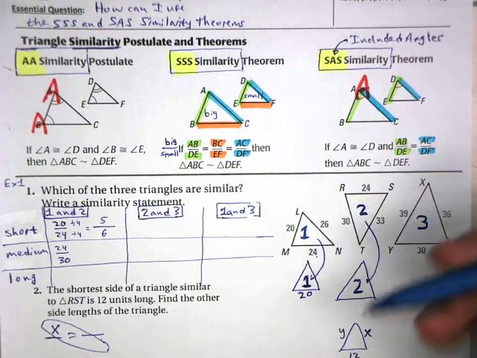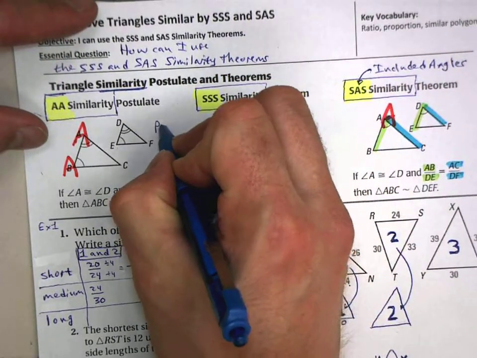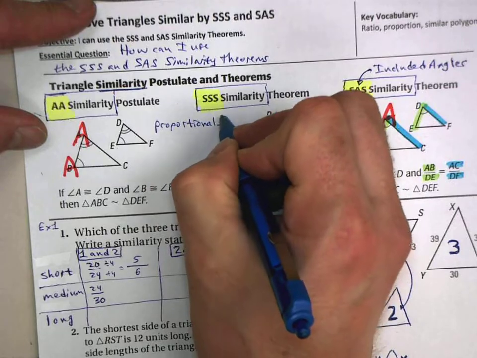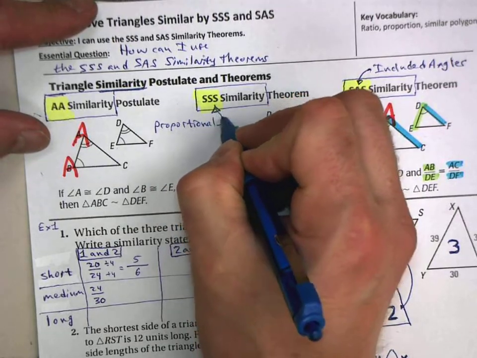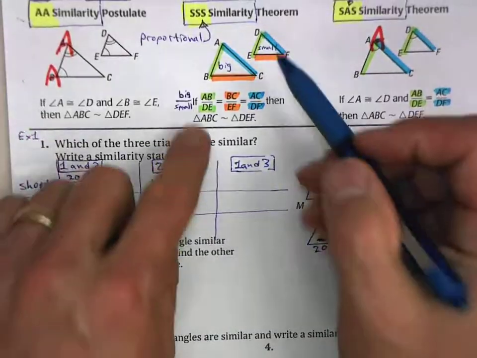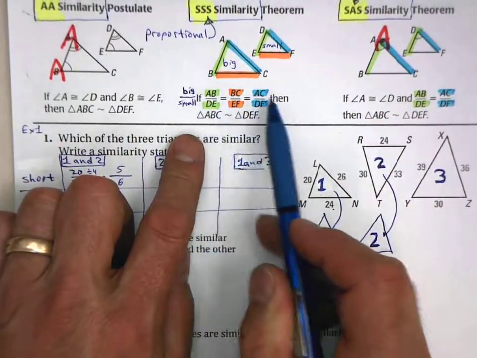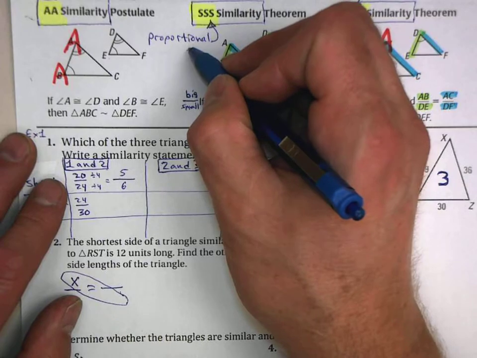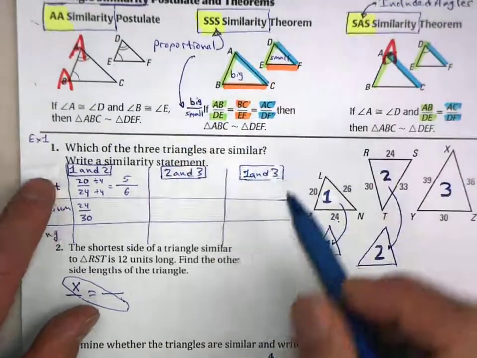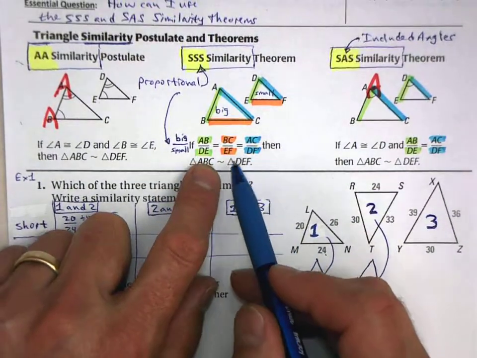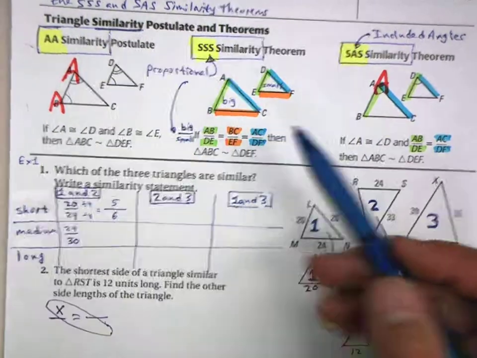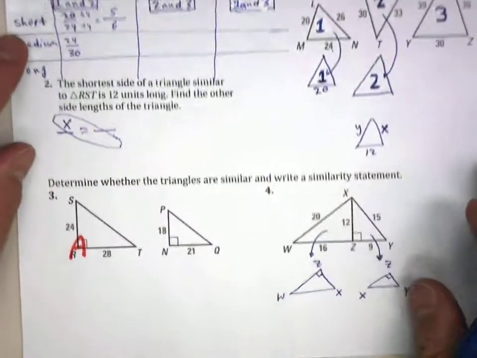In fact, I should probably write that up here. Proportional. So these sides here have the same proportion as we see down here. In fact, let's go ahead and put an arrow down here. I'm going to do this like that, I guess. Yeah. So these are stating that the ratios need to be equal with each other. In other words, the corresponding sides are proportional.